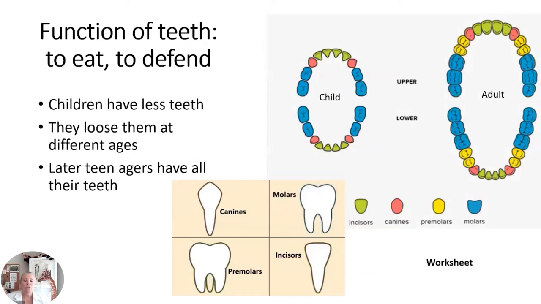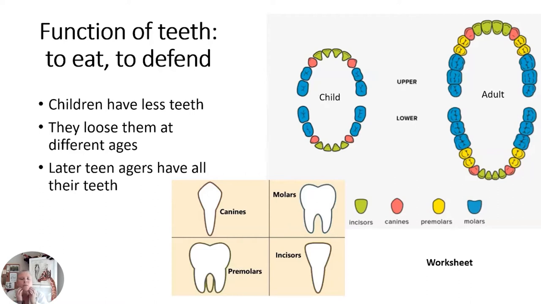All right, so as far as teeth go, I already said that you have two different sets of teeth. Look at this diagram that has the child in the middle. You don't have very many teeth. Look at the adult side. Boy, they have a lot more teeth. Yeah, so as a kid, your mouth is little. You don't have room for all those teeth yet.